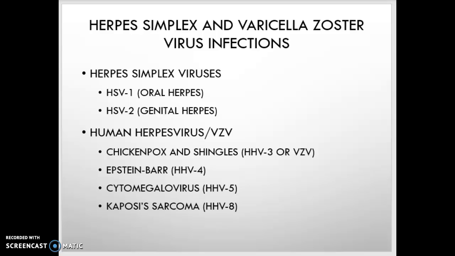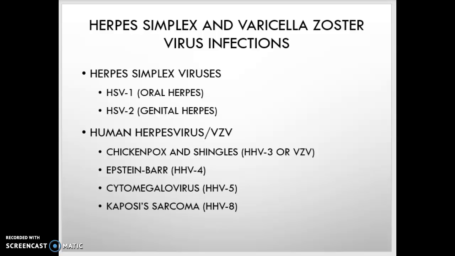The human herpes virus and varicella zoster viruses. So the chickenpox and shingles: chickenpox is HHV3, varicella zoster is our shingles. Chickenpox is usually not treated with an antiviral drug unless there's some other problem or some other compromise, because it's pretty self-limiting, but it is highly contagious. It's spread by contact with weeping lesions, and can also be spread through contact with droplet inhalation.